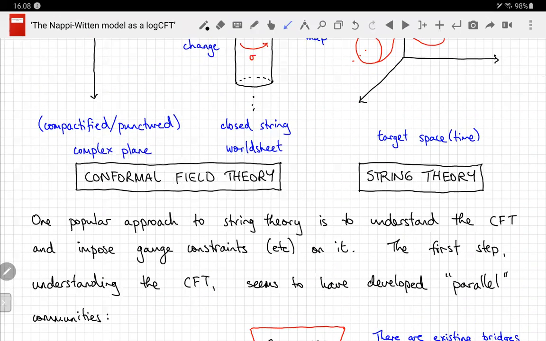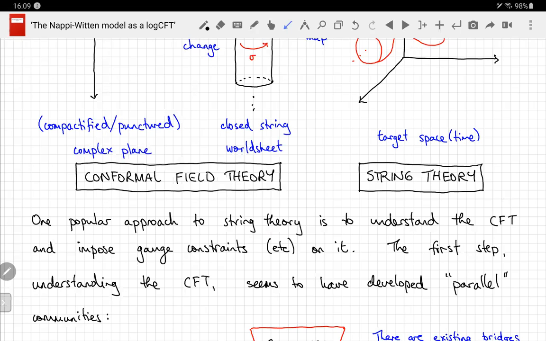One popular approach to string theory, according to me, is first of all, understand the conformal field theory. So that's my favorite part of the whole process. And then if you are able to understand the conformal field theory in sufficient detail, then you can impose all the remaining constraints which make the string theory consistent. So there are, for example, Virasoro constraints or gauge constraints, those types of things. And so from that you can take a CFT spectrum, a space of states, and cut it down to size to get the actual physical states that the string can realize.